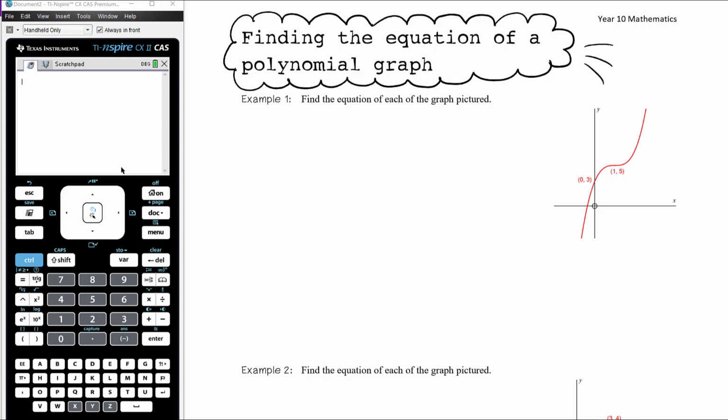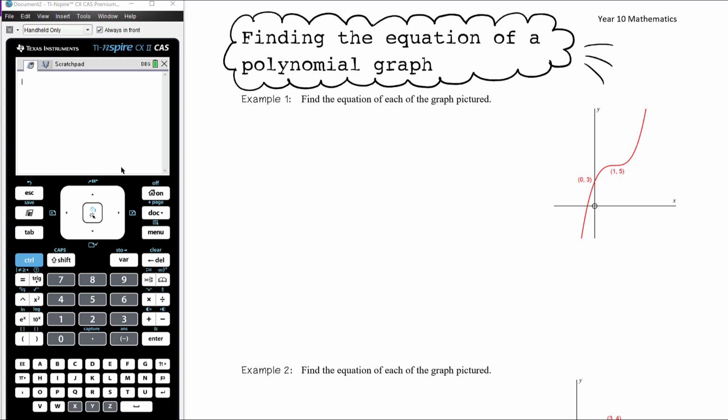And now that we know how to sketch cubic graphs from their equation, we want to be able to think about reversing that process. So if we're given the graph or information about the graph, can we get back to the equation? Okay, so let's just work through some examples here.